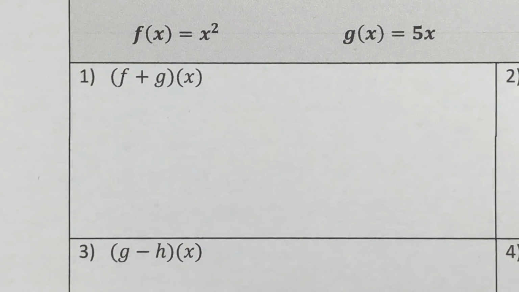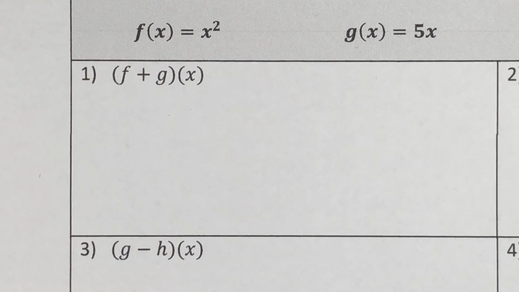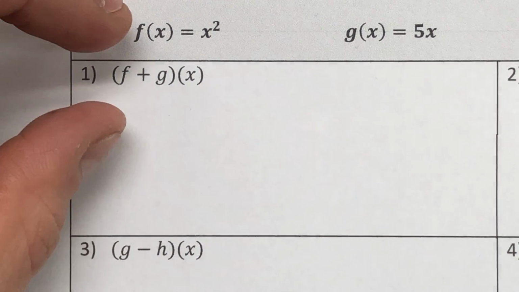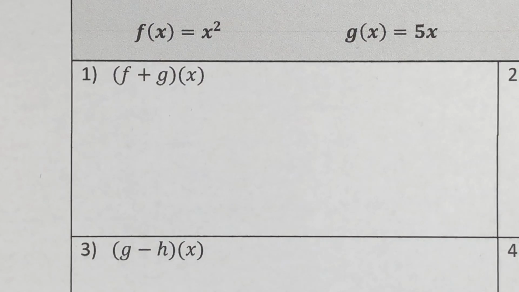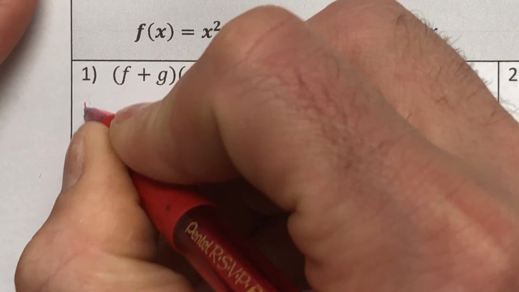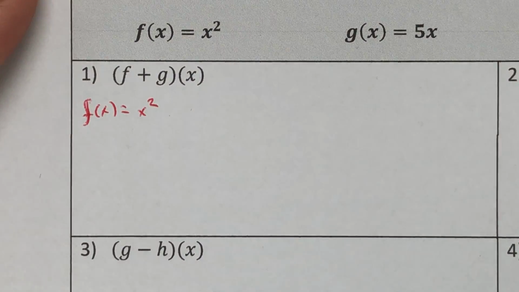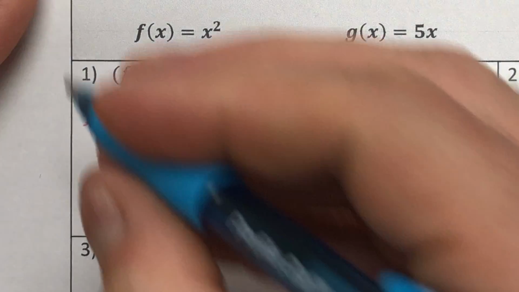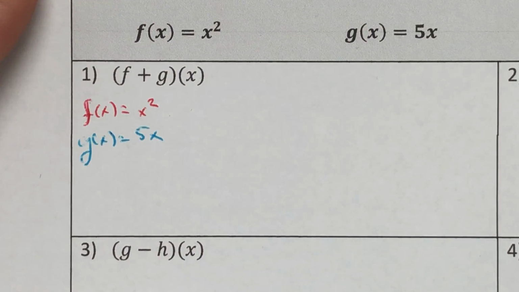So on number one, I'm taking f plus g of x. Now what this means is I'm going to take both functions, because it is in function notation. I'm going to take the function called f and add it to the function called g. So let me define my f and my g. My f of x is equal to x squared, and my g, let's do my g in blue, g of x is defined as 5x.